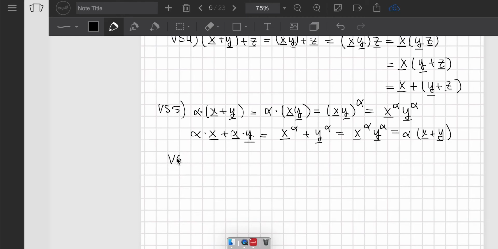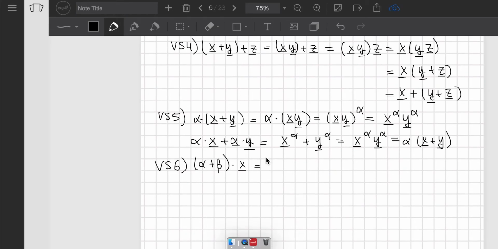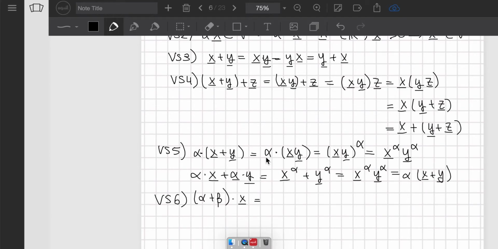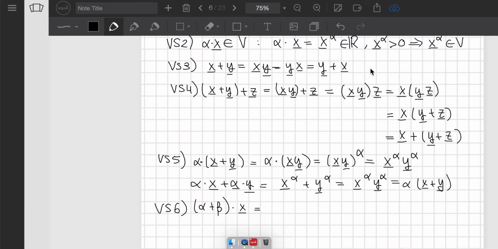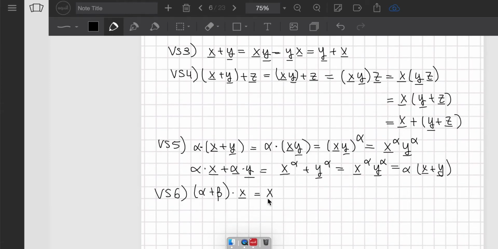Great. Now let's just do the same for VS6. So we're halfway through really. VS6 states that alpha plus beta times x, well, what is this equal to? This is equal to x to the power of alpha plus beta, right? We're using this as exponent, and we can use the properties of the real numbers to split this into this product.